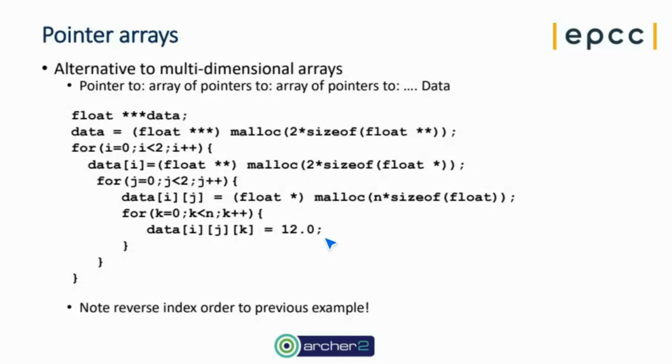However, what we almost always end up with in C is not real arrays but pointer arrays. This is where we have a pointer to an array of pointers to an array of pointers to our data. Typically we would start off with a base pointer and then malloc an array of pointers, then an array of pointers to pointers, and then an array of pointers, etc., to go all the way down to the bottom.